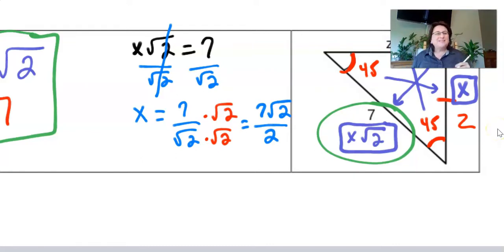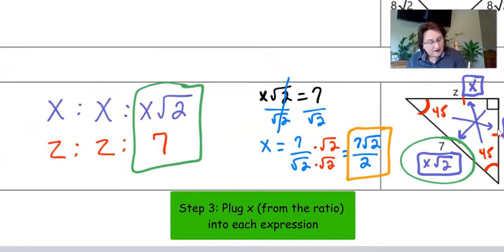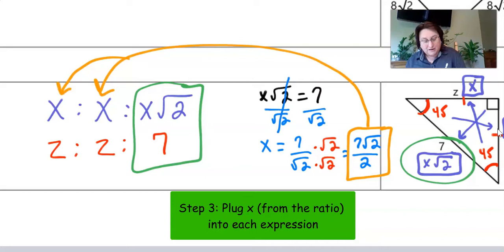Okay, so guys, we really can't reduce it because remember, in reduced radical form, there's no decimals. We could say that 7 divided by 2 is 3.5, but that's a decimal. We don't want that, so we're going to leave it. So, ladies and gents, this right here is the value of x. Okay, this is what x equals. So now I can take this x and go back and plug it in to both of these expressions.